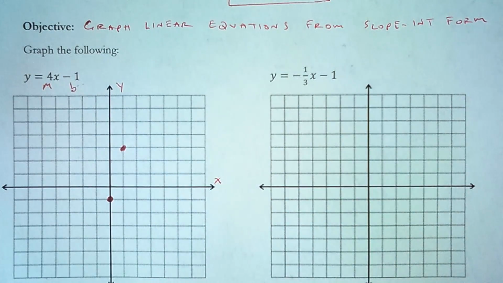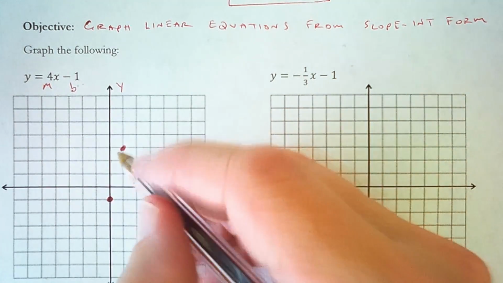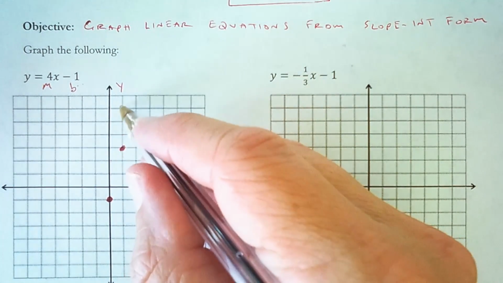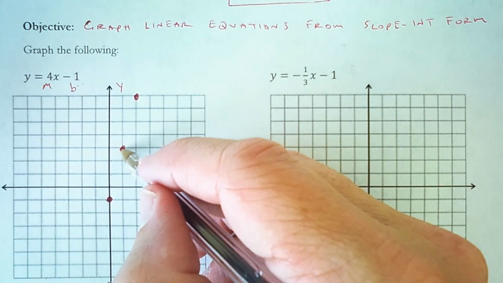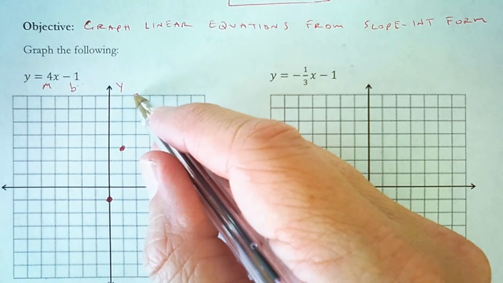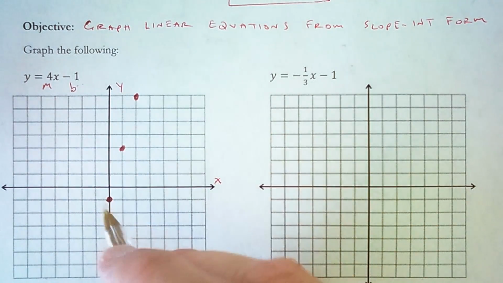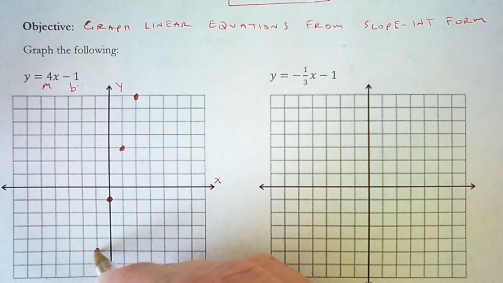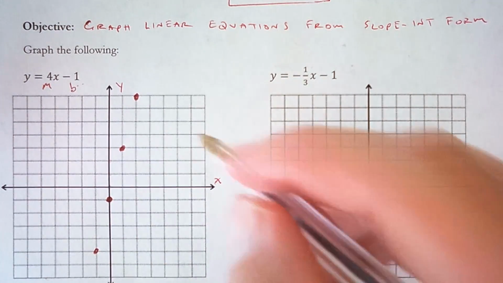Now I'm not done plotting points here. I don't want to just connect those and be done. I want to put on as many points as I can. So I'm going to rise 4 and run 1 again. Now the opposite of up and right is down and left. So I'm going to go back to where I started, and I'm going to go down 4 and left 1. And that's as many points as I'm going to be able to fit on this graph.